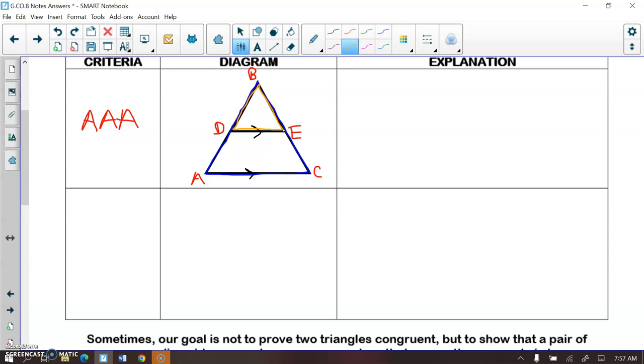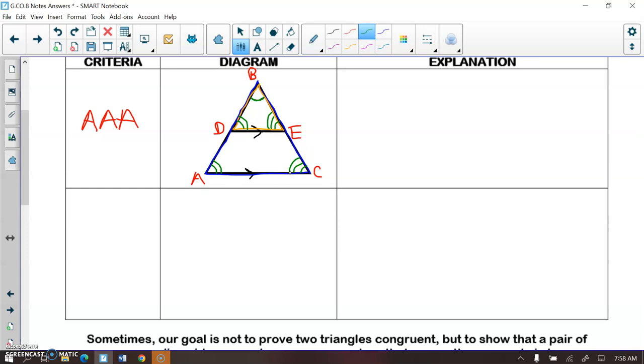You should notice that both the big and the small triangle share angle B in common. So angle B is congruent to itself by the reflexive property. Now, if we look at the two parallel lines cut by transversal AB, you should notice that angle BDE and angle A are corresponding angles, so those are congruent by the corresponding angles postulate. Now, if we look at transversal BC, you should notice that angle BED and angle C are also corresponding angles, so those are congruent by the corresponding angles postulate.